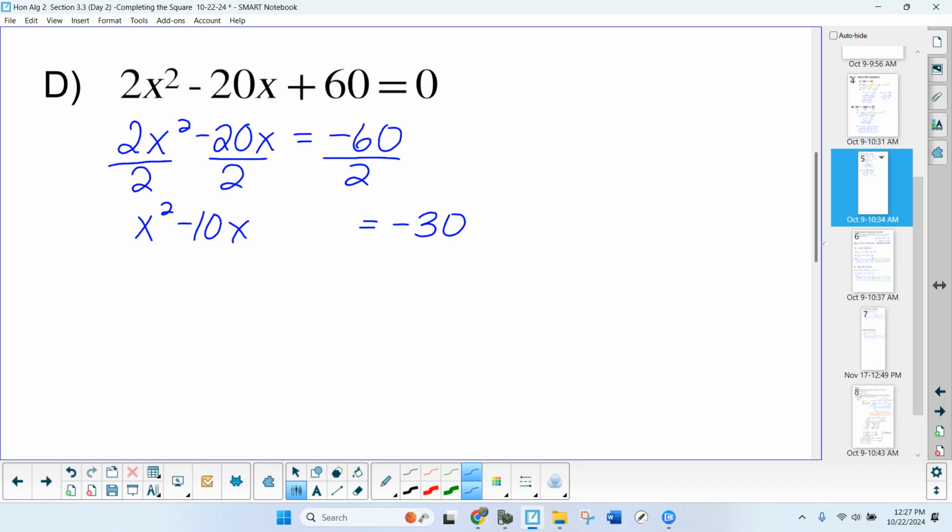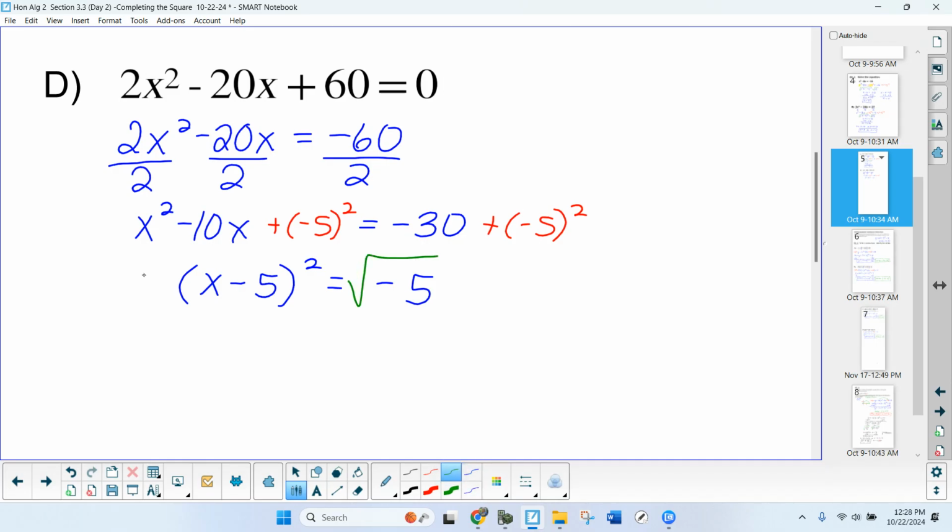This is solved by completing the square. What are you going to do now? Take half of... What's half of negative 10? -5. Now you're going to add negative 5 squared to each side. Right? When you do, what does this side factor into? x minus 5 squared. What is negative 30 plus 25? It's okay.